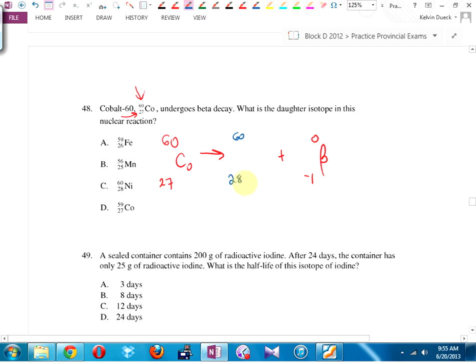And that tells you your new element. What's element number 28? Sorry? Nickel? There's the daughter isotope. Okay?